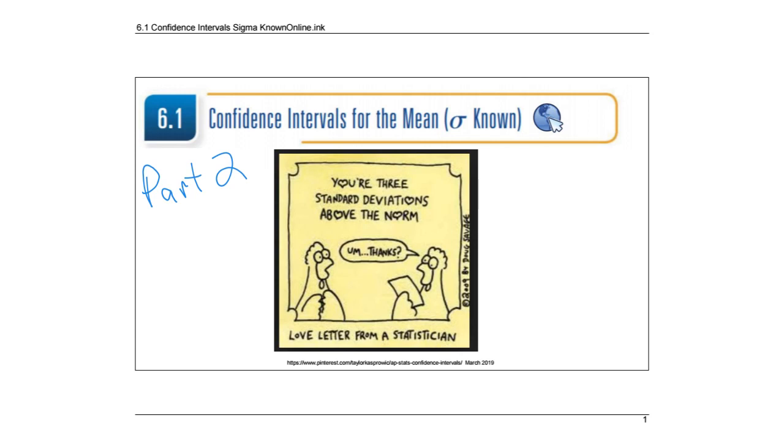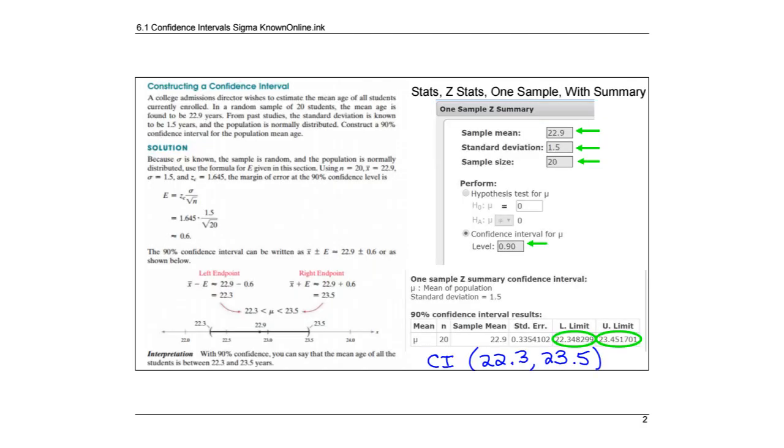All right, so we're going to finish up 6.1. This is part 2. All right, so let's read through this problem. We're going to grab what we need, and then we're going to go ahead and use StatCrunch rather than the long way that's on the right here, doing it by hand.